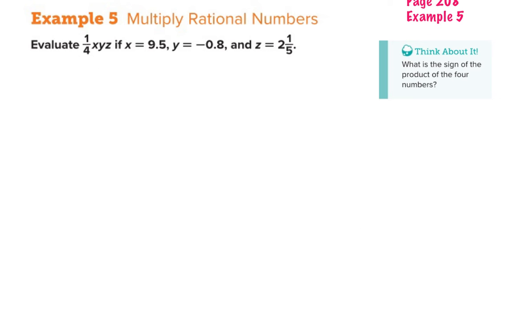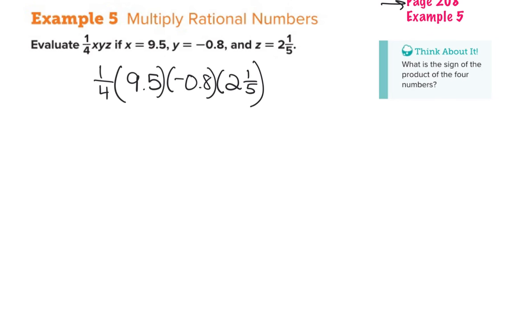And my final example for today is found on page 208. This is example 5. This one we are multiplying 4 rational numbers. And I see we have 1/4 times 9.5 times -0.8 times 2 and 1/5.